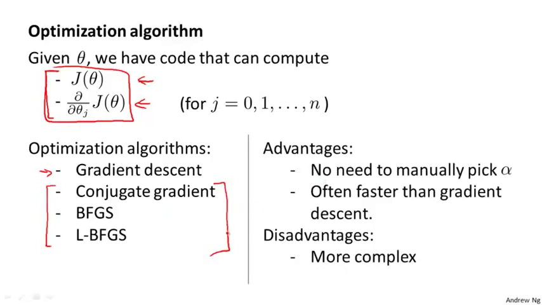One is that with any of these algorithms, you usually do not need to manually pick the learning rate alpha. So one way to think of these algorithms is that given the way to compute the derivative and the cost function, you can think of these algorithms as having a clever inner loop. And in fact, they have a clever inner loop called a line search algorithm that automatically tries out different values for the learning rate alpha and automatically picks a good learning rate alpha, so that it can even pick a different learning rate for every iteration. And so then you don't need to choose it yourself. These algorithms actually do more sophisticated things than just pick a good learning rate, and so they often end up converging much faster than gradient descent.